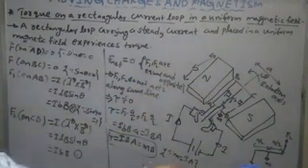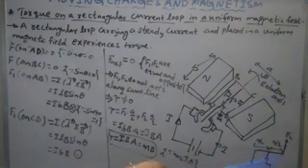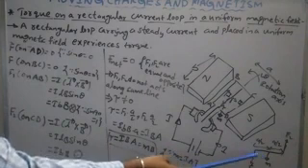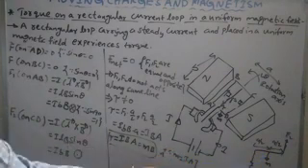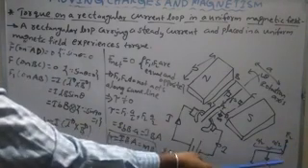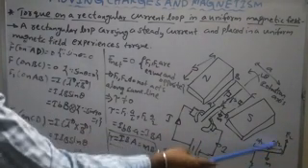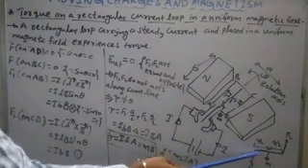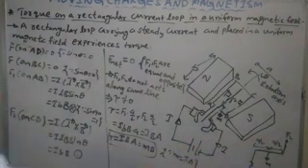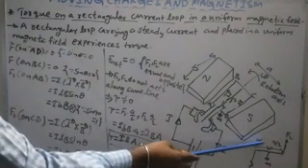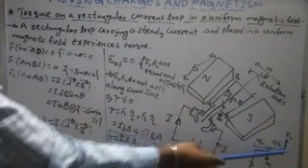What is meant by torque here? Torque means force into perpendicular distance from the center. For F1, the torque is F1 into a by 2. For F2, the torque is F2 into a by 2. The total length is a, so from the center to this edge is a by 2, and from the center to this edge is a by 2. Due to this force the torque is F1 into a by 2, and due to this force the torque is F2 into a by 2.